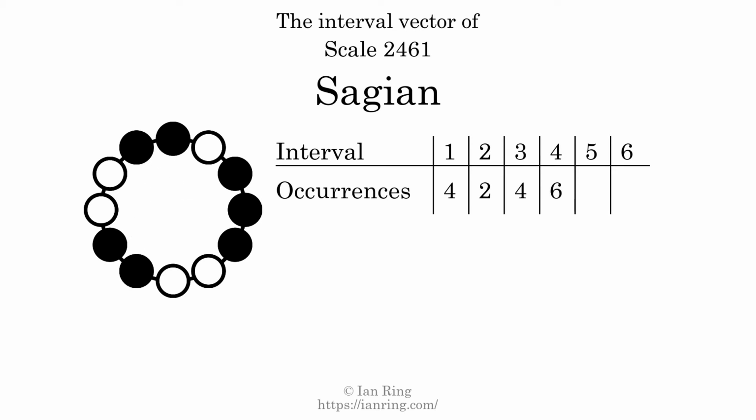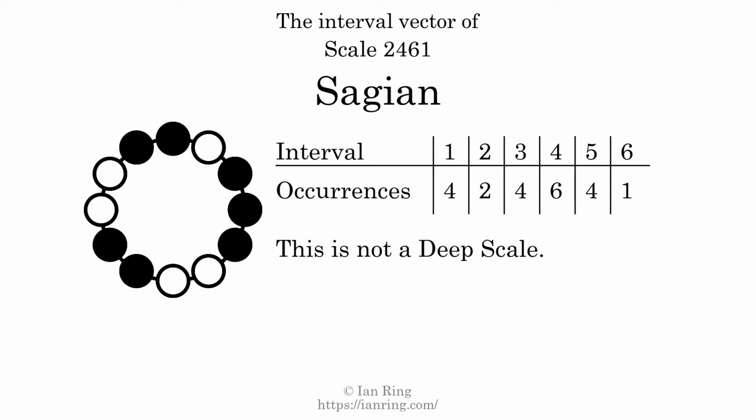There are 6 intervals with the size of 4 semitones. They are here, here, here, here, here, and here. There are 4 intervals with the size of 5 semitones. They are here, here, here, and here. There is 1 interval with a size of 6 semitones. It is here.